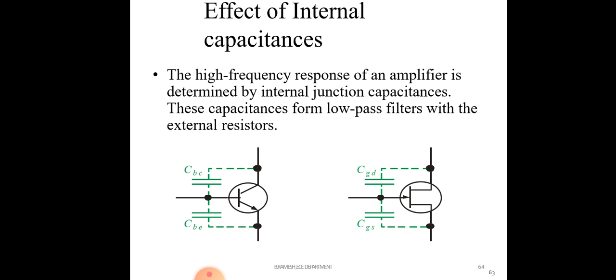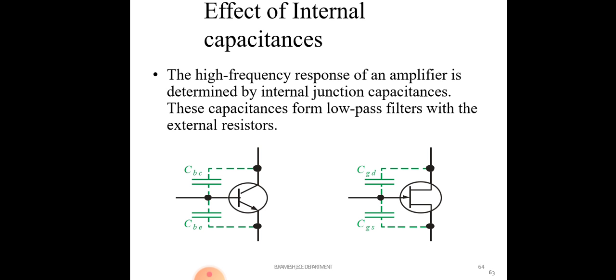Now the effect of internal capacitance. When you increase the frequency, the internal capacitance reactance decreases. So now your input current starts to divide and flow through the CBC and CBE capacitances, which are the collector base junction and emitter base junction capacitances. At low frequency their reactance is very high, so current cannot flow through these two junction capacitances.